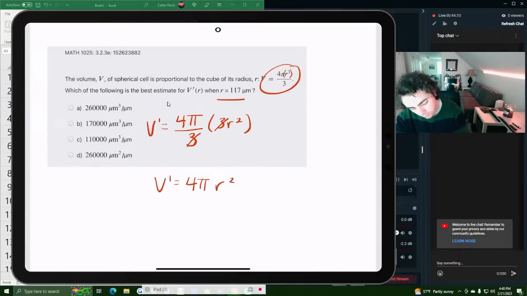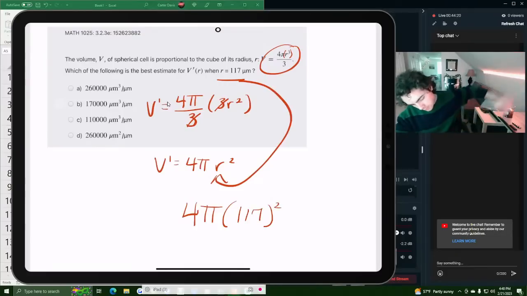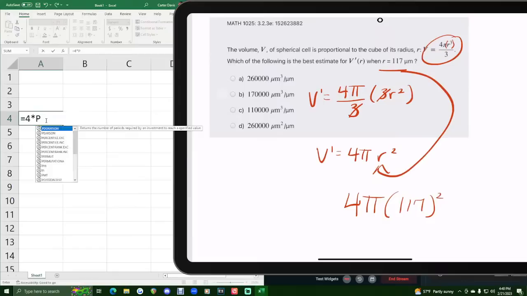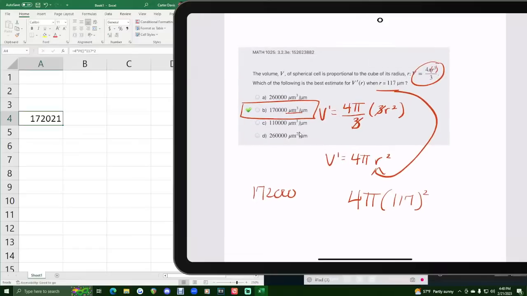Then they want to know what V prime is when the radius is 117. So we're going to plug in 117 in place of R. Let's give that a go. Equals 4 times pi times 117 to the second. Hit enter and we get about 172,000. And we know it should have the units cubed, so about 170,000 looks pretty solid.